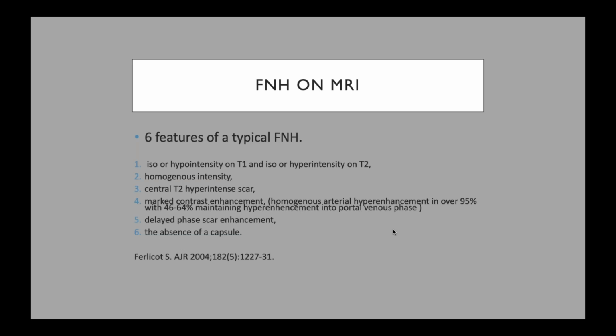Everyone knows about the T2 hyperintense scar. The reality is FNH under 30 millimeters, only around 1/3 of them have a scar that you can see. As they get bigger, it can actually have a couple of scars. So these are arterially hyperenhancing, and they tend to fade into the portal venous phase. That scar can enhance later on, and they don't have a capsule, which is a really good differentiating feature from an HCC.